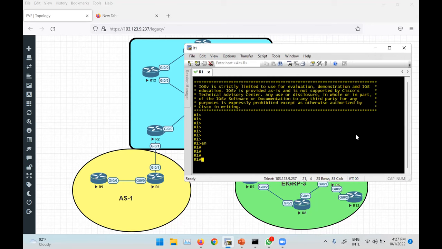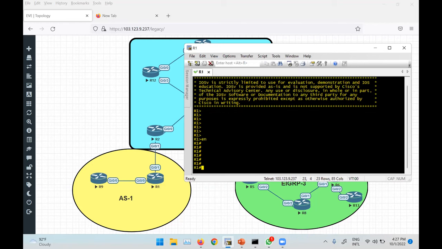Okay. Just before checking the show run command, you have to check the physical connectivity, right? Like you have two connections here, R1 to R2 and R1 to R9, so there are two interfaces connected, right? One is gig 0/0, another one is gig 0/1. Then you have to check the interface status first, right? So for checking the interface, we can use the show ip interface brief command.